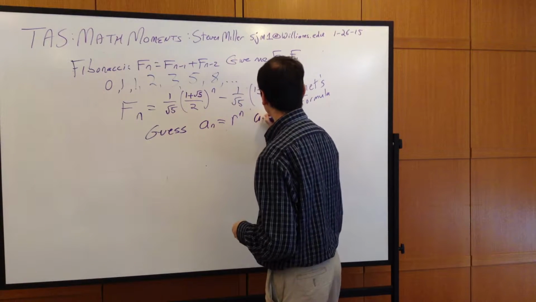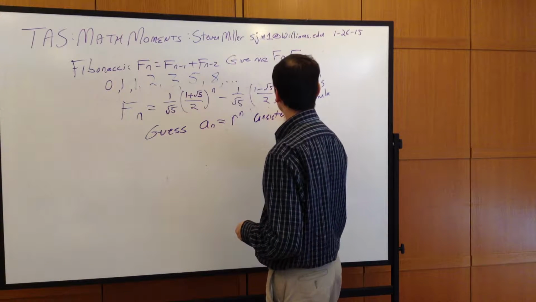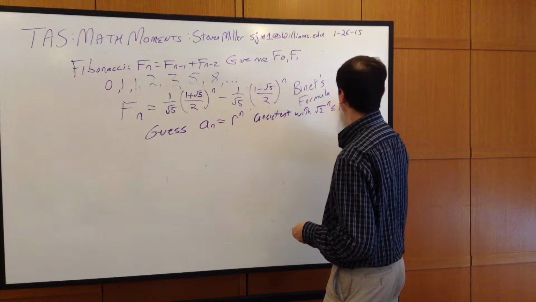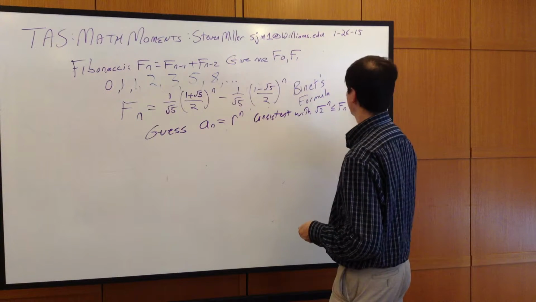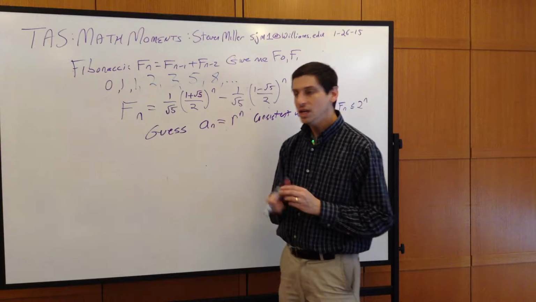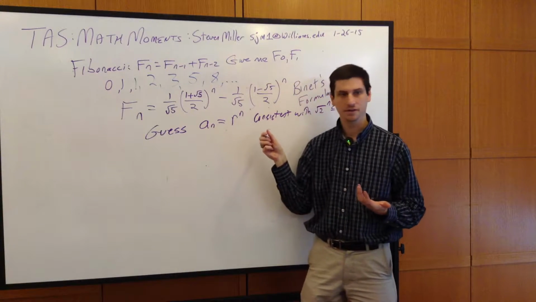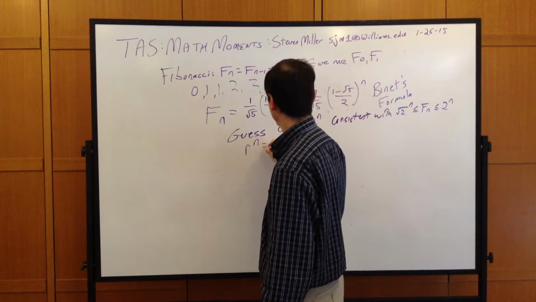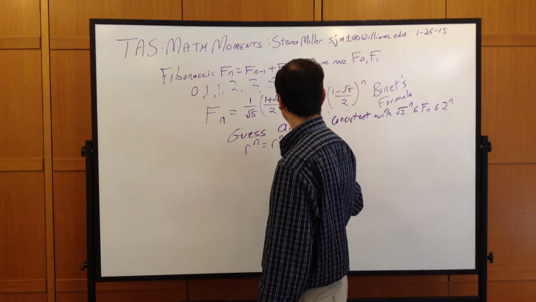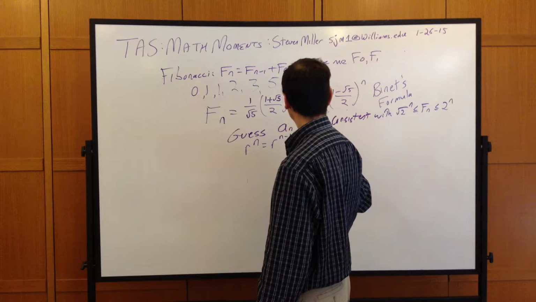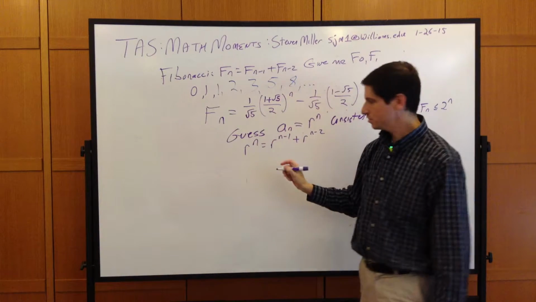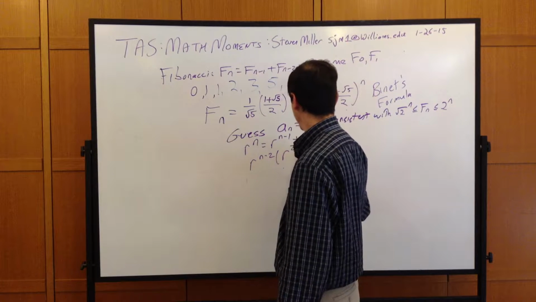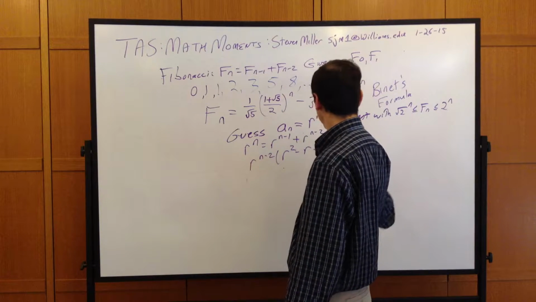So consistent with root 2 to the n being less than or equal to F_n, which is less than or equal to 2 to the n. So now let's assume it does equal r to the n. If it equals r to the n, then we would get r to the n is r to the n minus 1 plus r to the n minus 2. Bring everything over and subtract. We get r to the n minus 2 times (r squared minus r minus 1) equals 0.